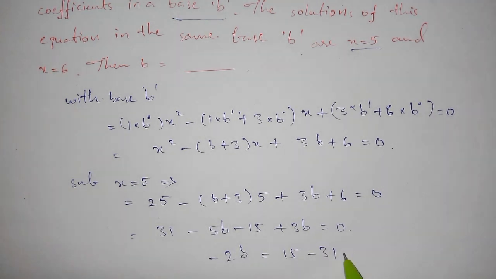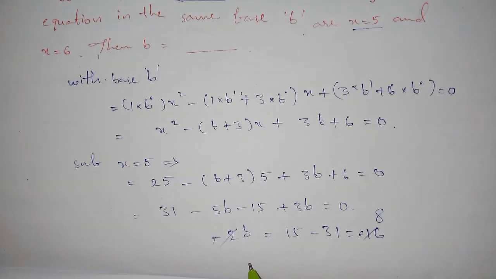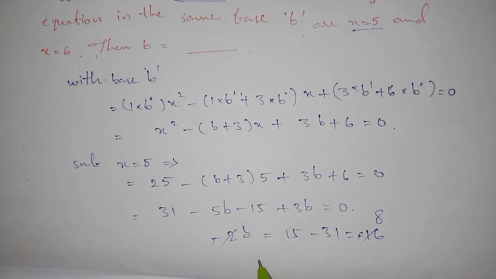send the 15 and 31 to the other side. The value is minus 16. Minus, minus cancel. 2 into 8, b equals 8. This is the solution for this problem. Thank you.